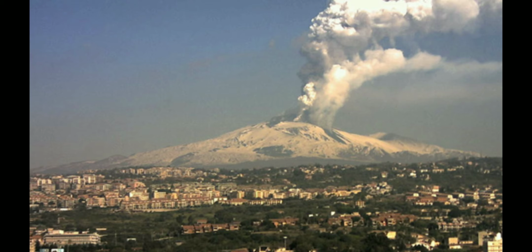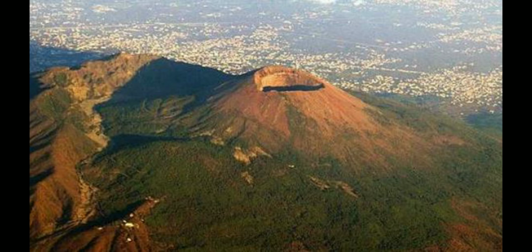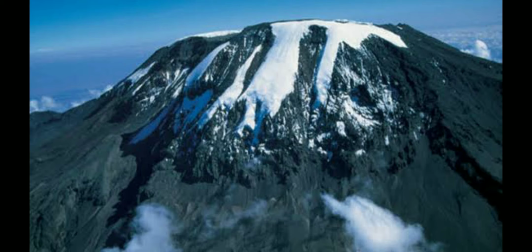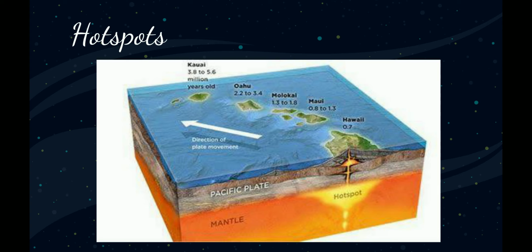Most of the active volcanoes in the world lie in the Pacific Ring of Fire belt, which lies along the Pacific coast. Mount Etna in Italy is an active volcano. An example of a dormant volcano is Mount Vesuvius of Italy. Here in this picture we have Mount Kilimanjaro, which is an example of an extinct volcano. Hotspots.